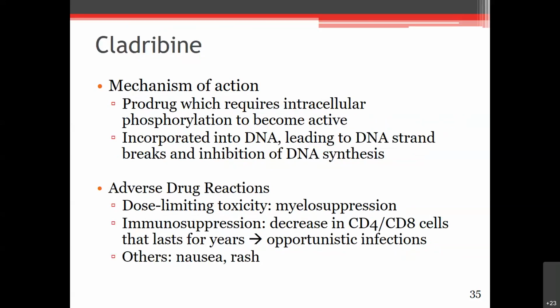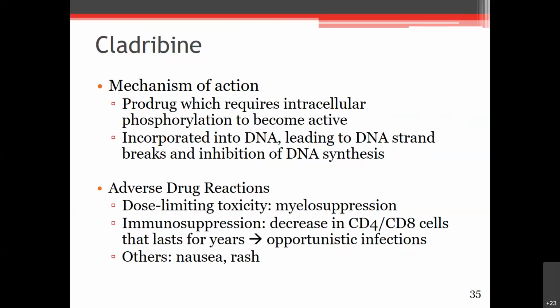Next, we have cladribine, which we see in AML as well as hairy cell leukemia. This is a prodrug which requires intracellular phosphorylation to become active. It gets incorporated into DNA and leads to DNA strand breaks and inhibition of DNA synthesis.